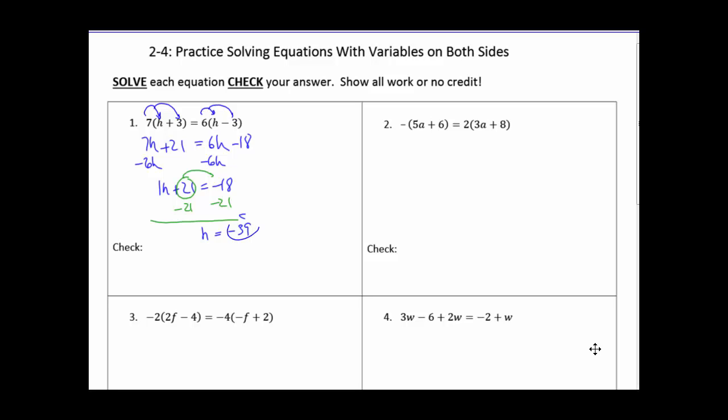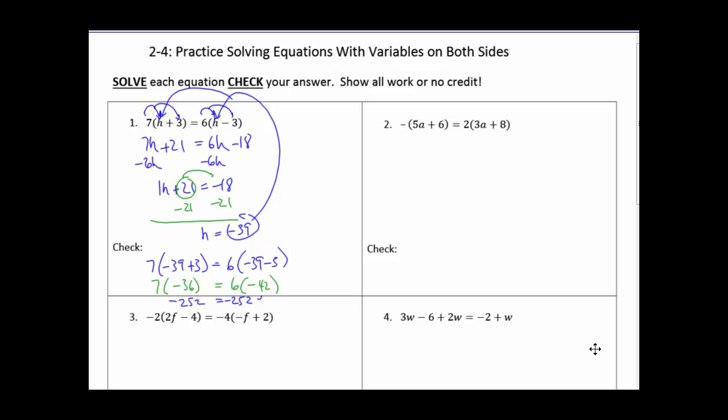So let's take this negative 39 and we're going to input it into this h here, and this h here, and see if we get equivalent solutions. We get 7 times negative 39 plus 3 should be equal to 6 times negative 39 minus 3. This gives us 7 times negative 36 and 6 times negative 42, and we get negative 252, which is equal to negative 252. Both are negative. Checks out.